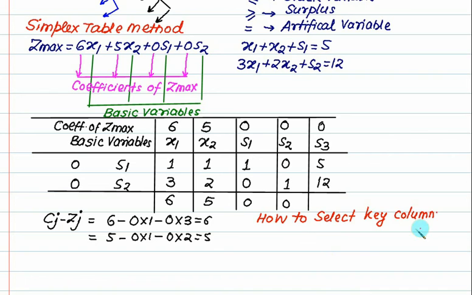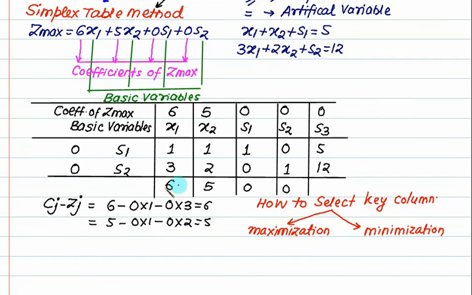To select the key column from this one: if your case is maximization, then you select the most positive number, the highest positive number. For minimization, select the least or the most negative number. What is most negative? The lowest value of negative number. That is minus 5 and minus 10, so you have to select minus 10. And most positive, we have 5 and 10, so you have to select 10. The meaning is the same: maximization is positive and minimization is negative.